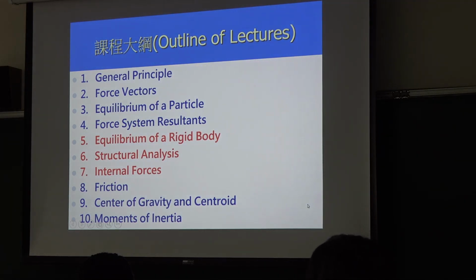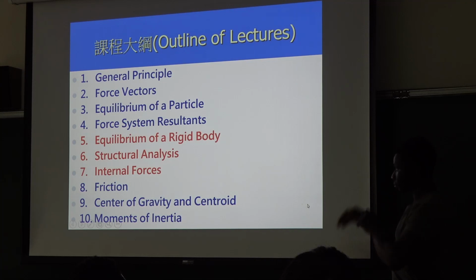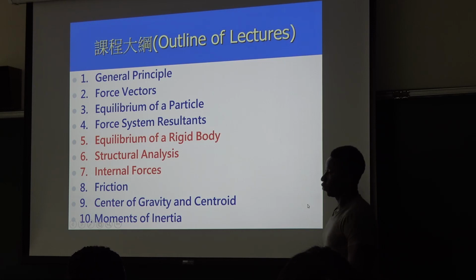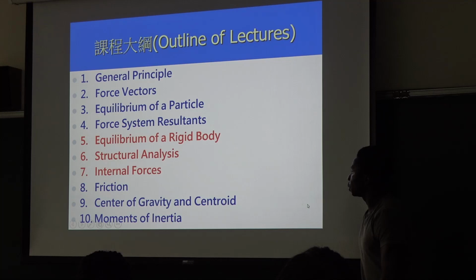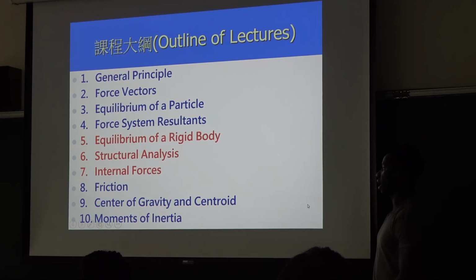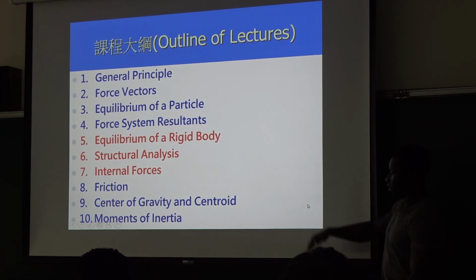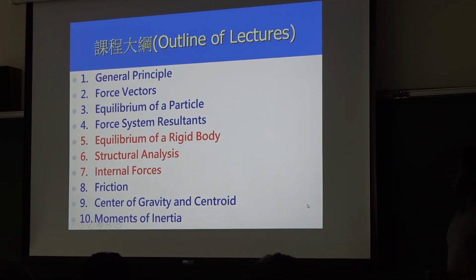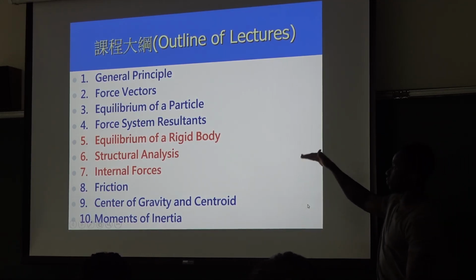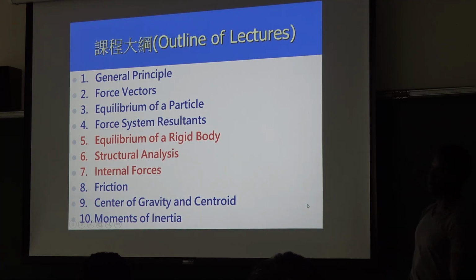Okay, so typically for this course, this is the outline. So we have an introduction, that is the general principle, and then we will talk about force vectors. We also talk about the equilibrium of a particle, force system resultants, equilibrium of a rigid body, structural analysis, internal forces, friction, center of gravity and centroid, and also the moment of inertia. So these are the 10 major components that we will be discussing in this class. And for the coming weeks, we will be going through each of these one after the other, one by one.